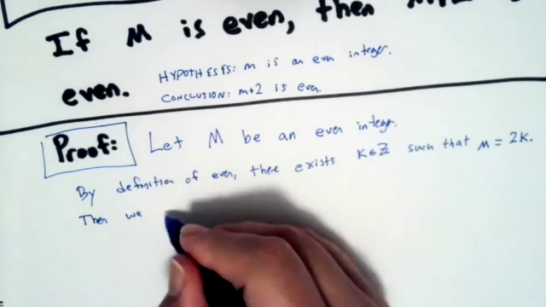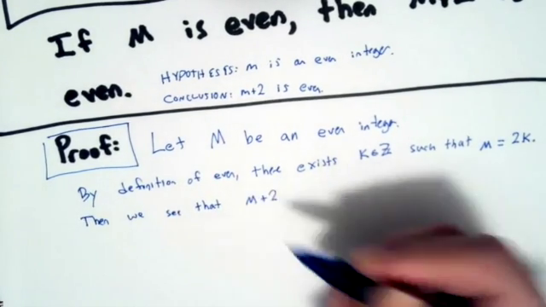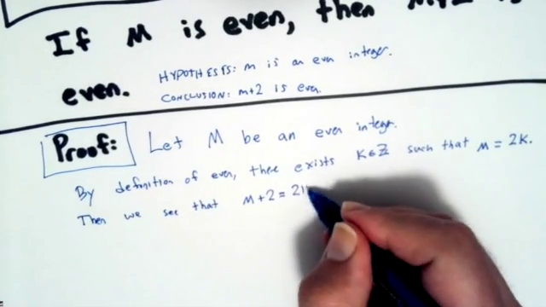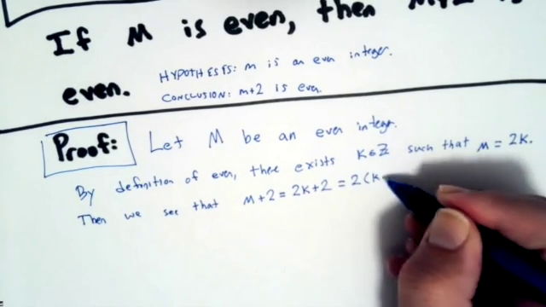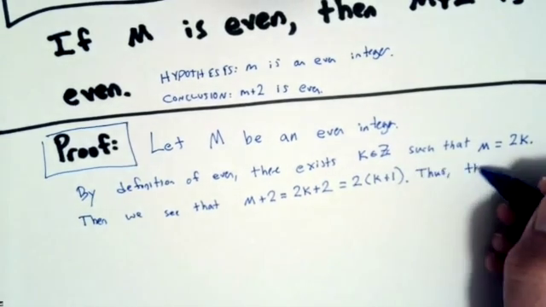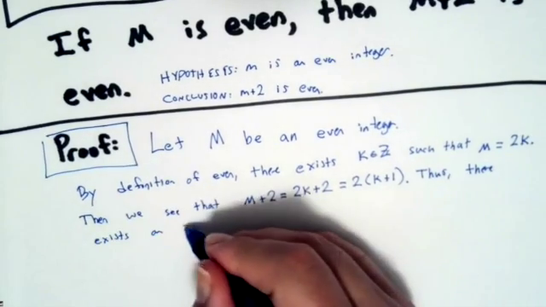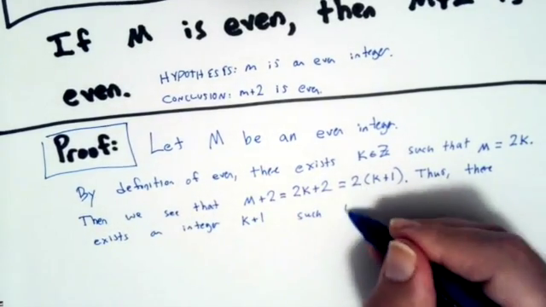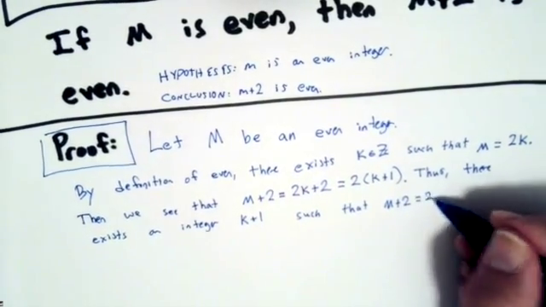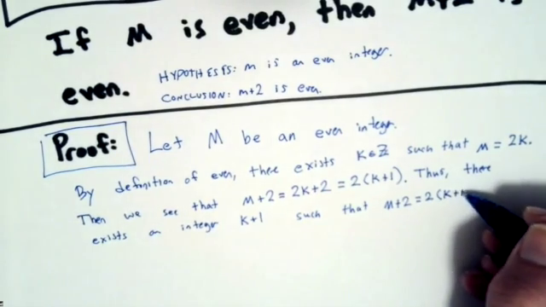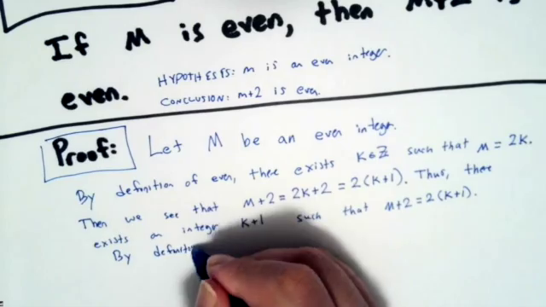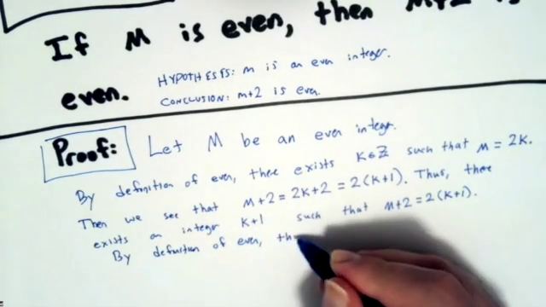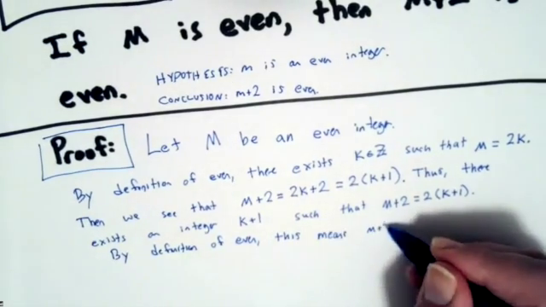Then we see that m plus 2 is equal to 2 times k plus 2, which is equal to 2 times (k plus 1). Thus, there exists an integer k plus 1, such that m plus 2 is equal to 2 times (k plus 1). By definition of even, this means m plus 2 is even.